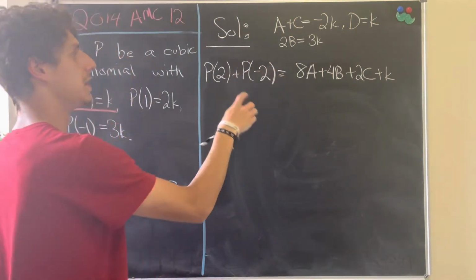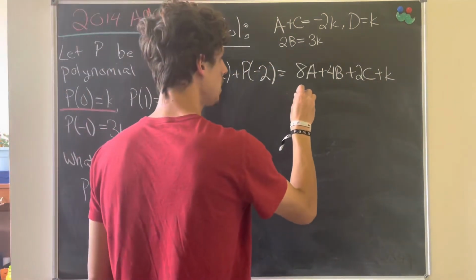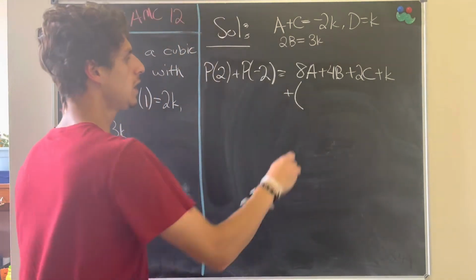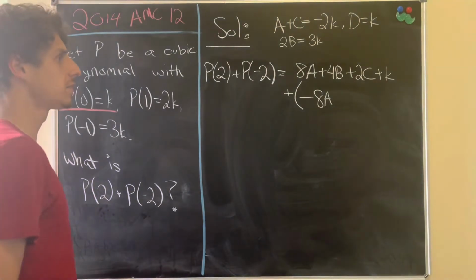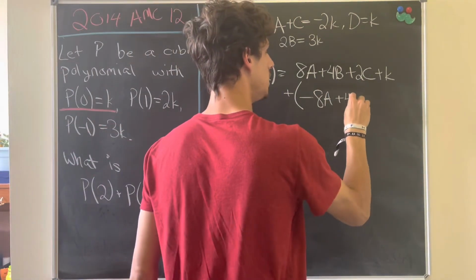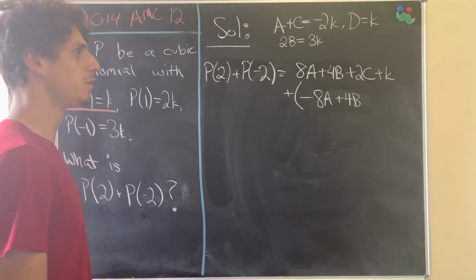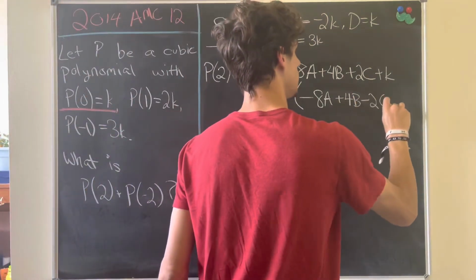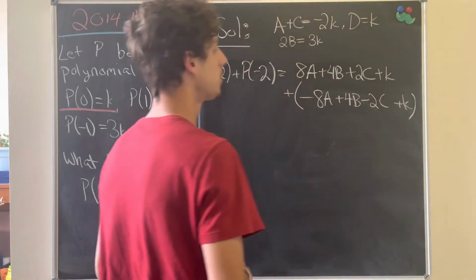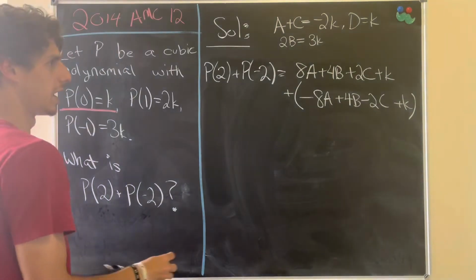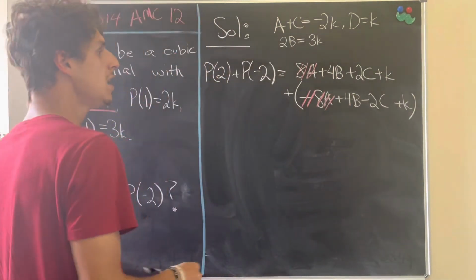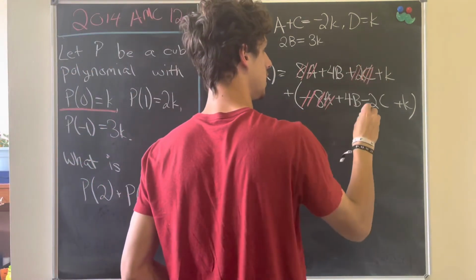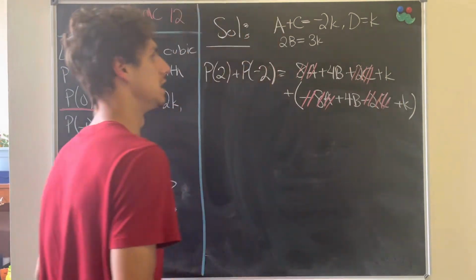But then we have to add this p of negative 2, and that's going to be equal to negative 8a, because negative 2 cubed is negative 8, plus 4b, because negative 2 squared is positive 4, minus 2c, plus k. But now we have a lot of things that cancel here. We have this 8a here, that cancels with this negative 8a here, and we have this positive 2c here, that cancels with this negative 2c here.